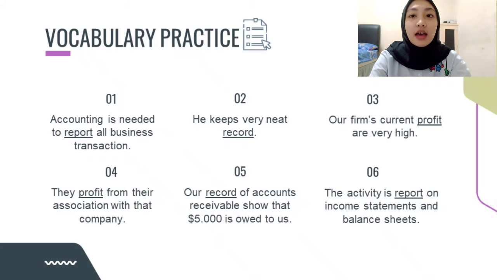Number 5. Our record of accounts receivable show that $5,000 is owed to us. This sentence is included in noun. Number 6. The activity is reported on income statements and balance sheets. This sentence is included in verb.